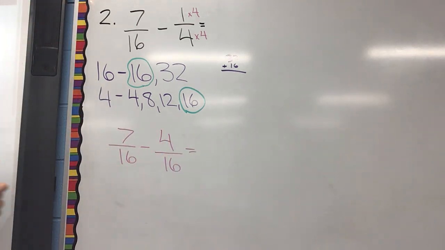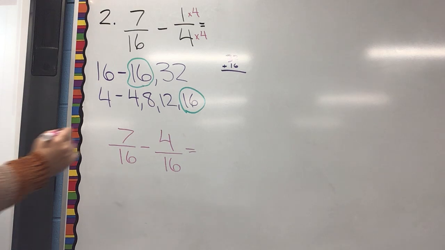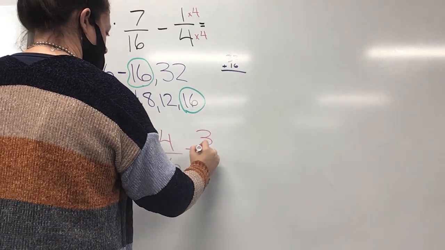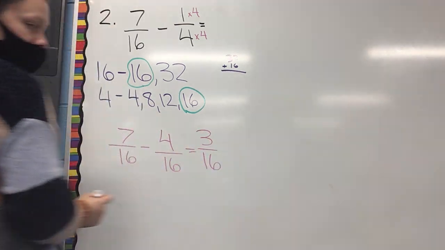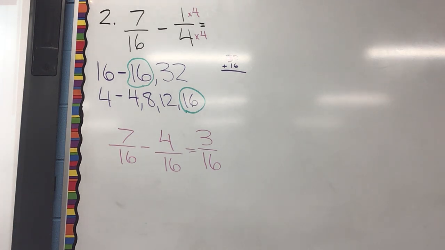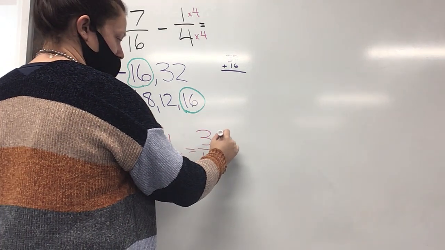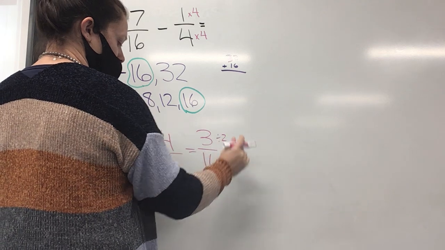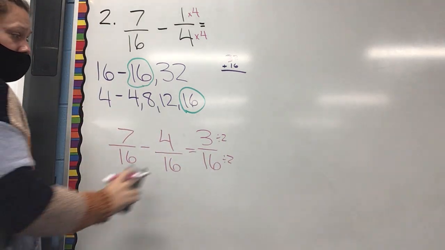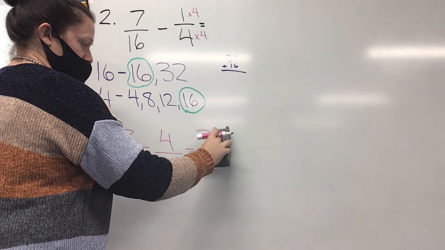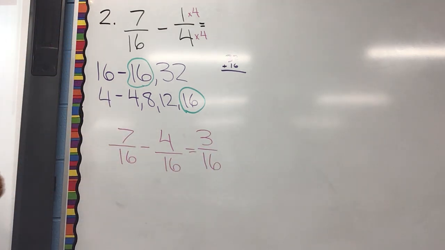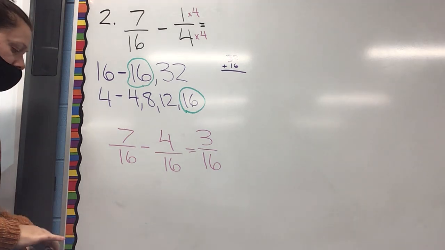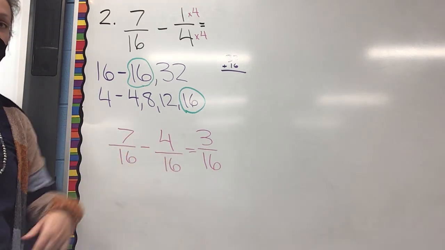All right, what is 7 minus 4? 3. And my denominator stays the same. Can I simplify this at all? Could I divide this by something? Could I divide them both by 2? Oh, 3. Somebody said 3. Could I divide them both by 3? Evenly? No. What's 16 divided by 3? Can't do that one evenly. You can do it, but it would be a decimal. All right, so that one is simplified already, and it's done.